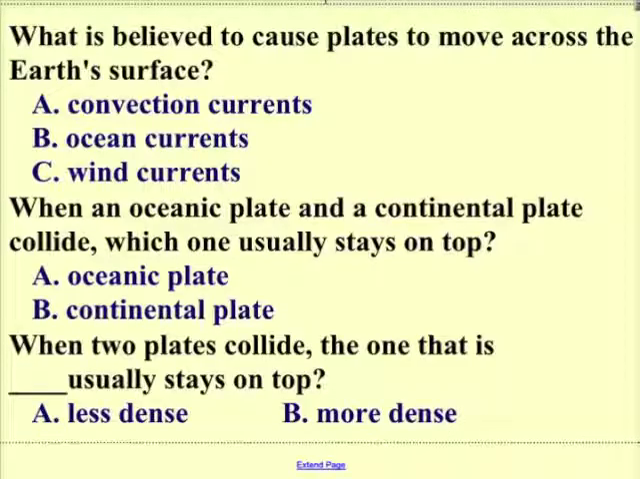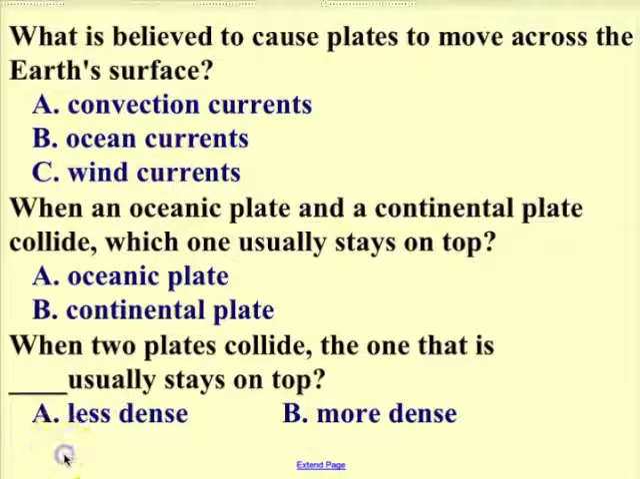Now here's some multiple choice. What is believed to cause plates to move across the Earth's surface? What is your choice? What do you think? Again, I would hit pause and answer these, and then we'll see if we have the same answers.